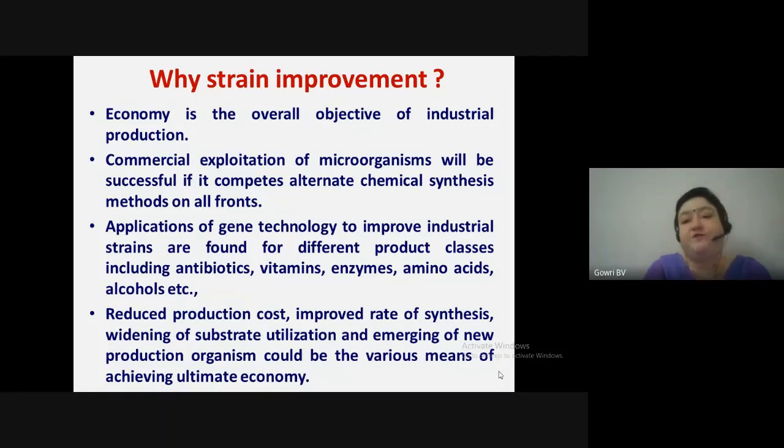Commercial exploitation of microorganisms will be successful if it competes with alternate chemical synthesis methods on all fronts. Applications of gene technology to improve industrial strains are found for different product classes, including antibiotics, vitamins, enzymes, amino acids, alcohols, etc. Reduced production cost, improved rate of synthesis, widening of substrate utilization, and emerging of new production organisms could be the various means of achieving ultimate economy.